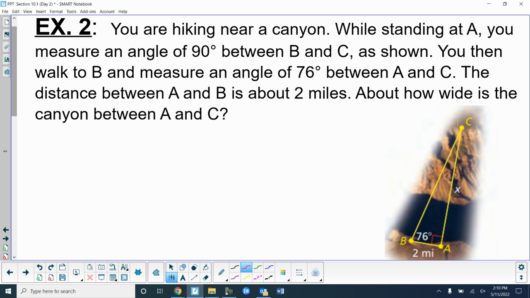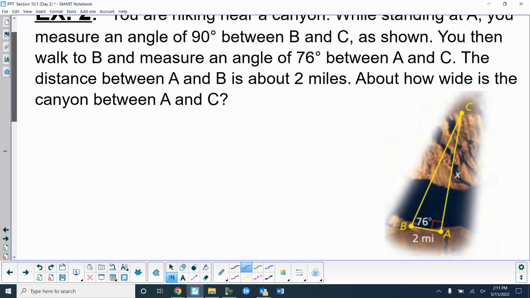And then it says you walk to B and measure an angle of 76 between A and C. The distance between A and B is about 2 miles. About how wide is the canyon between A and C? So we have our picture.